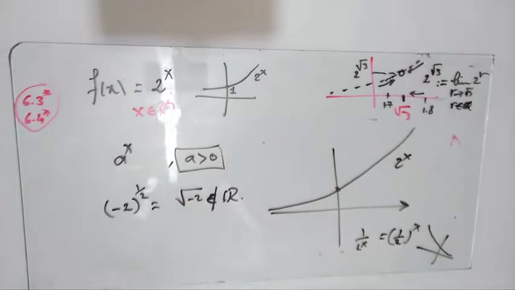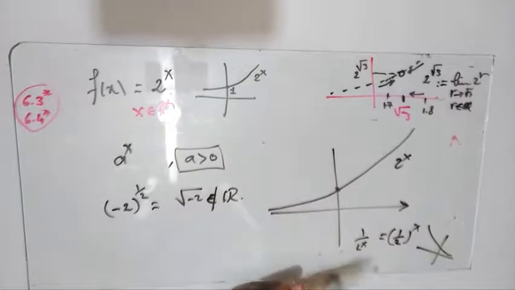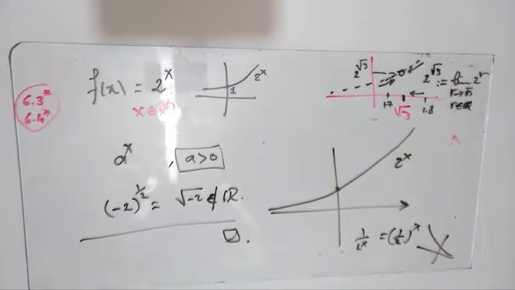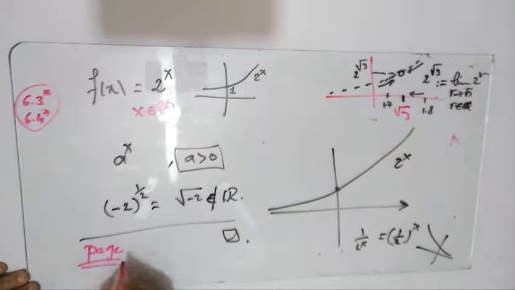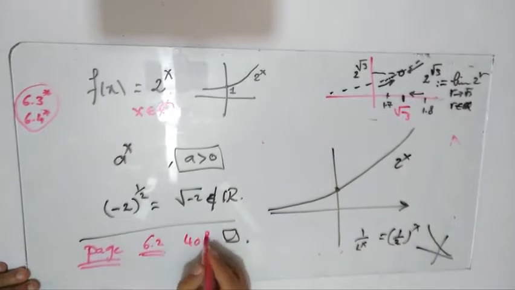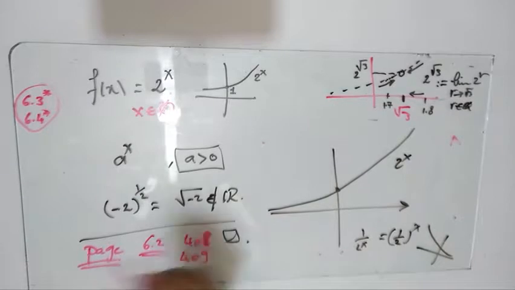And some books say that a should be greater than 1, just to deal with it easily, because if it's less than 1, it can be written as 1 over something. Okay, you can see that in the book of Stewart, calculus book, Stewart 8th edition, section 6.2, pages 408, 409. Okay, that's it.